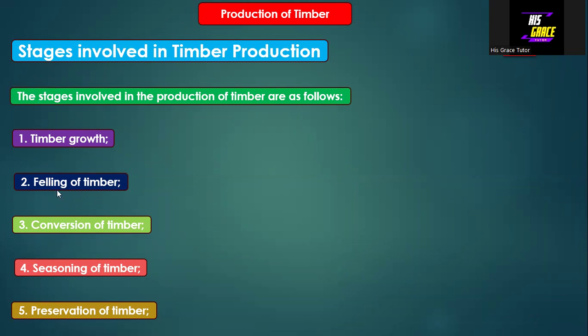The 5 stages are: number 1, timber growth; number 2, felling of timber; number 3, conversion of timber; number 4, seasoning of timber; number 5, preservation of timber. Let me say it again. The 5 stages that a timber has to undergo before it can be used to make any wooden object: timber growth, felling of timber, conversion of timber, seasoning of timber, then preservation of timber. These are the 5 stages that a timber has to undergo before it can be used to make one wooden project or the other.